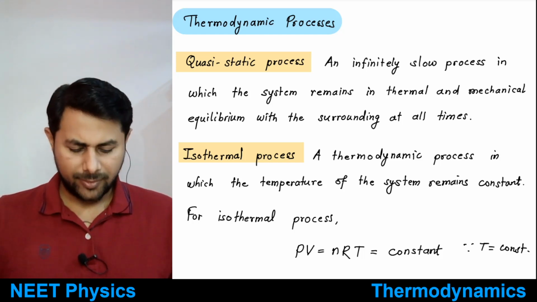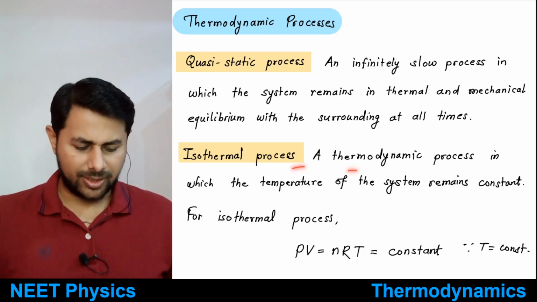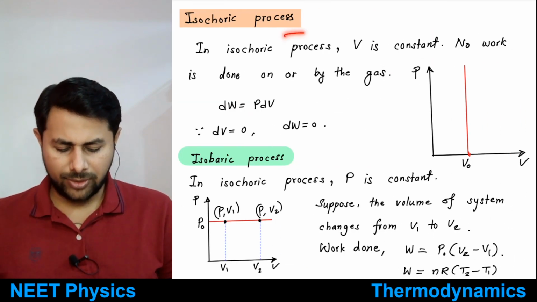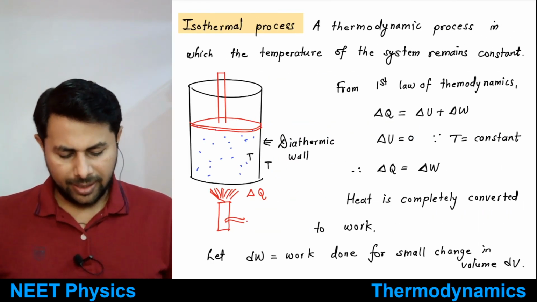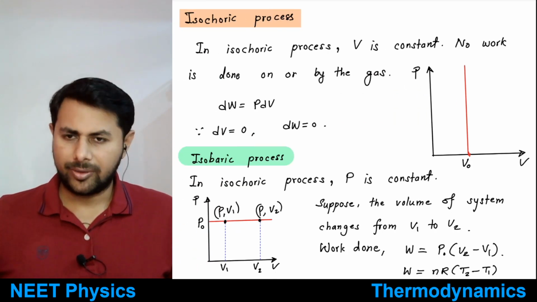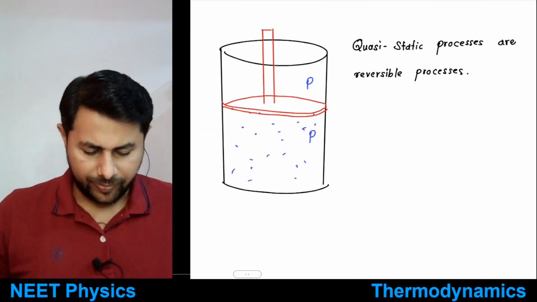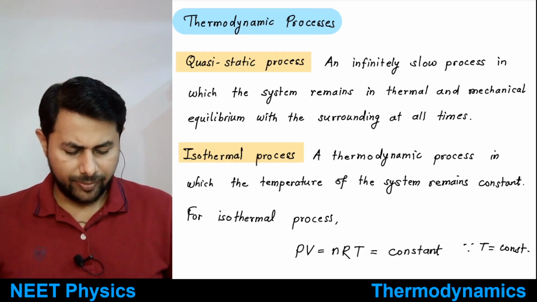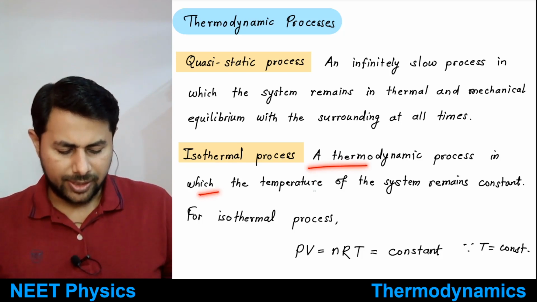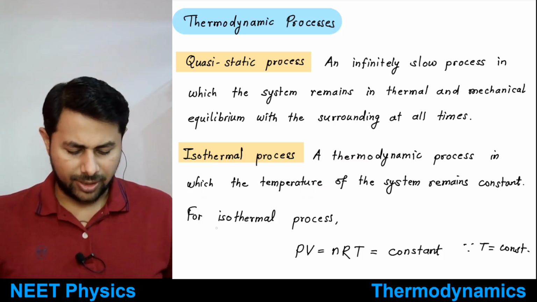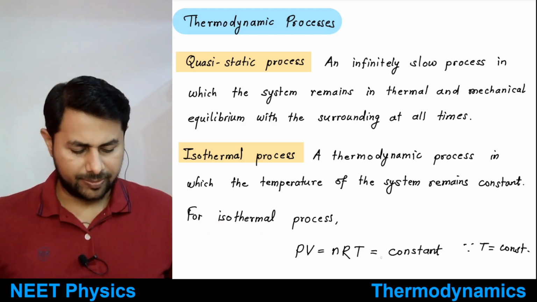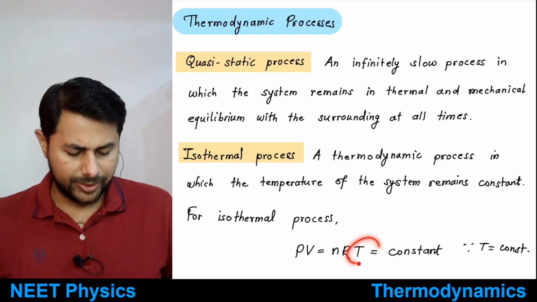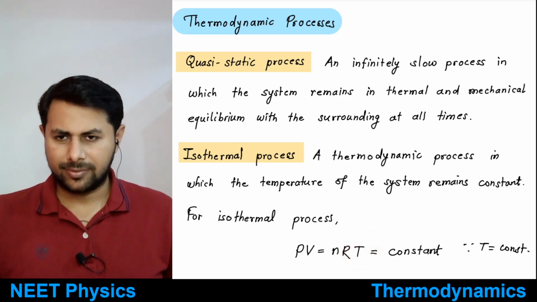Okay. All right. So all the processes that we will consider now, the isothermal process, isochoric, isobaric, and adiabatic process, all of them will be quasi-static processes. Okay. So now what is an isothermal process? Let's see the definition. A thermodynamic process in which the temperature of the system remains constant is called an isothermal process. Very simple, right? So it will always follow PV equals nRT.